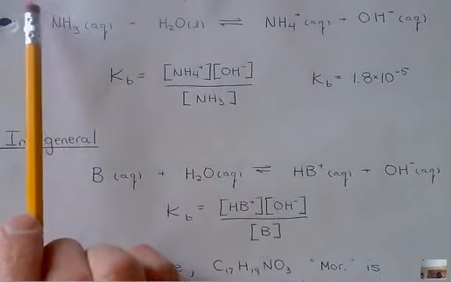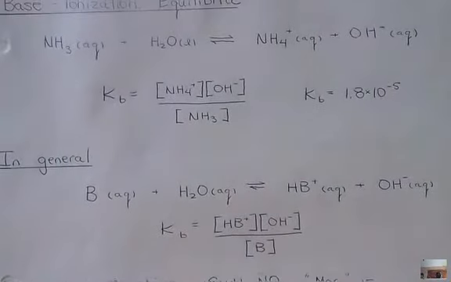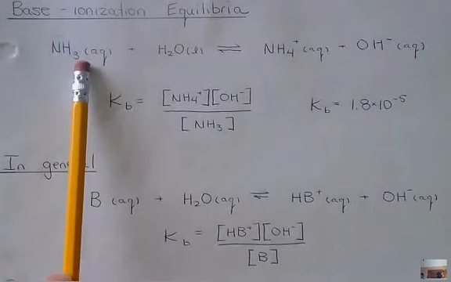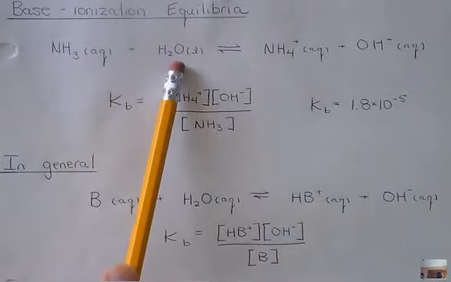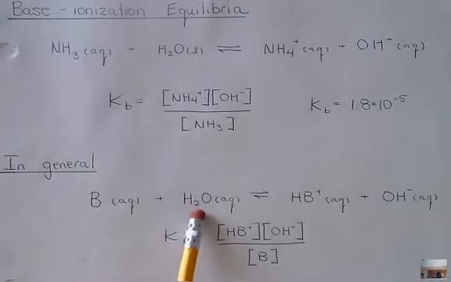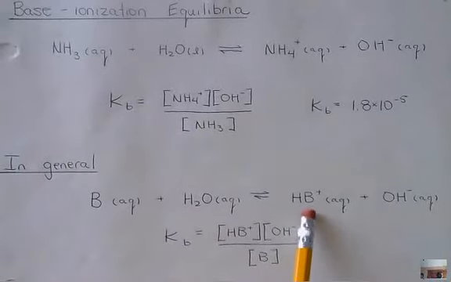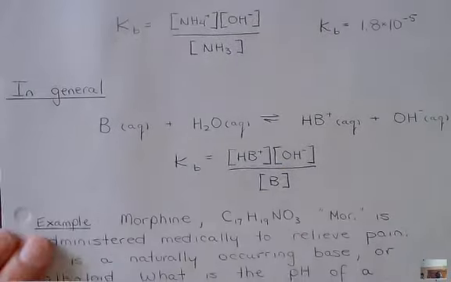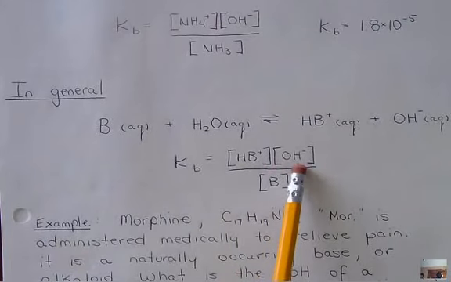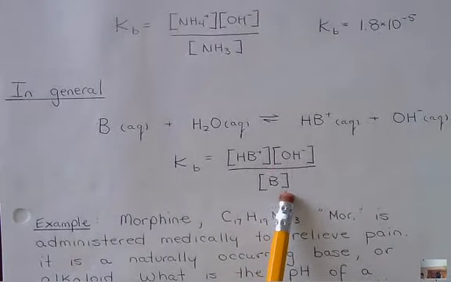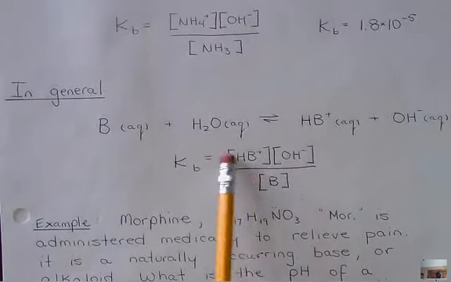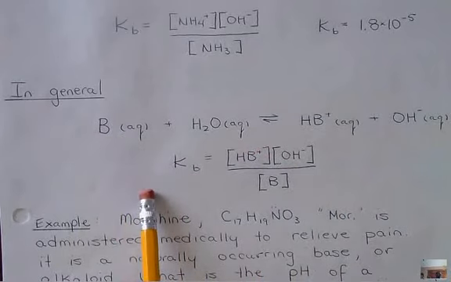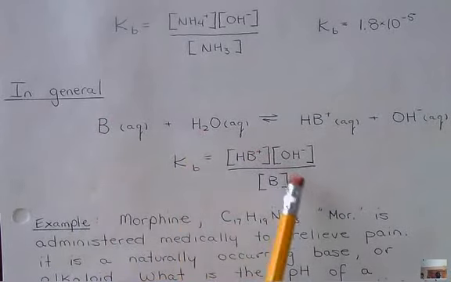So all of our base equilibria are going to be hydrolysis reactions, just like the acid equilibria were. They were the weak acid reacting with water. Here we have the weak base reacting with water to make the conjugate acid of the base plus the hydroxide ion. And again, HB plus times OH minus divided by B in the denominator. So these two in the numerator because they are products, this one in the denominator because it's a reactant, all to the first power, and we leave water off.